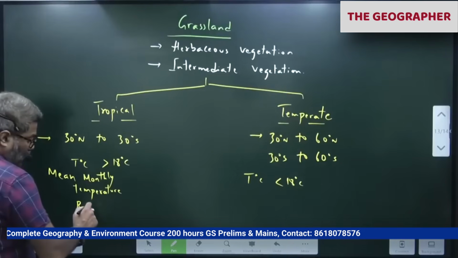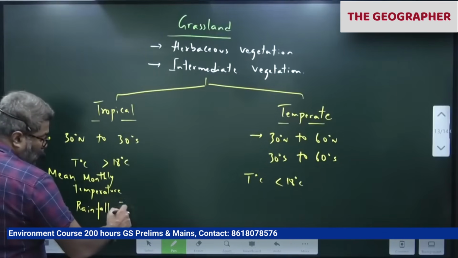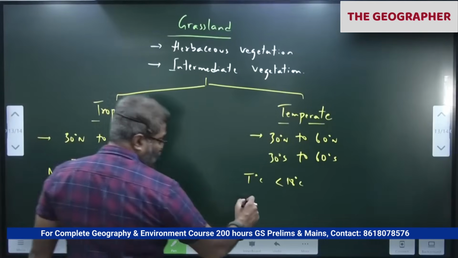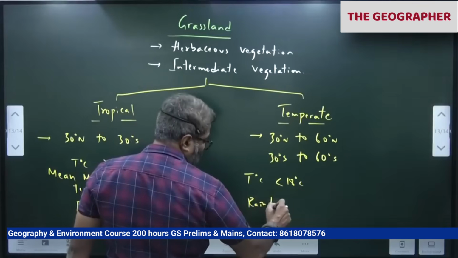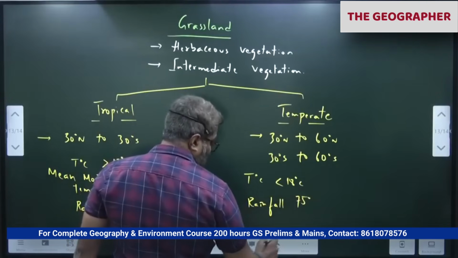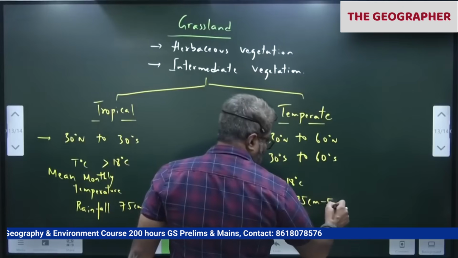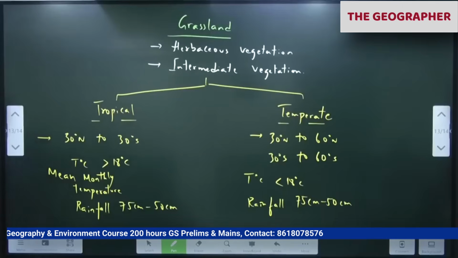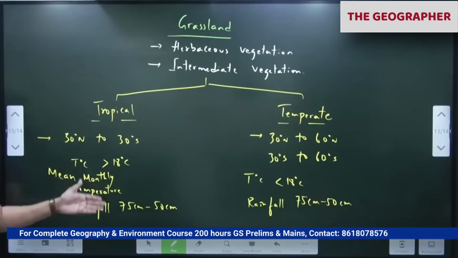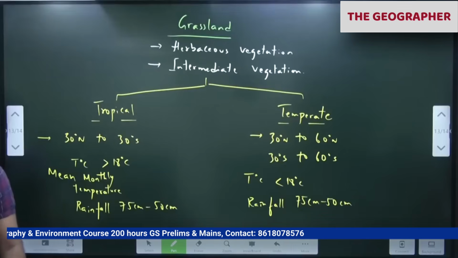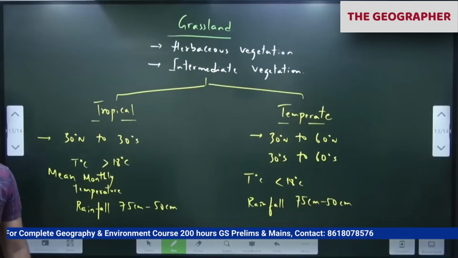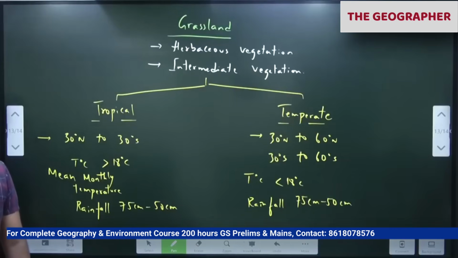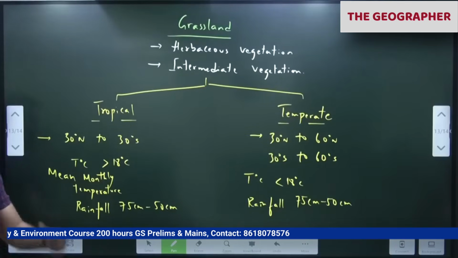Rainfall: 75 centimeter to 250 centimeter. Here also rainfall 75 to 250 centimeter. So this was asked in the exam. I'll show you the papers. They had asked, this condition is found in which of the following biomes? They'll give you 4 conditions and they'll ask, this particular condition suits which of the following? So they'll ask that kind of questions.